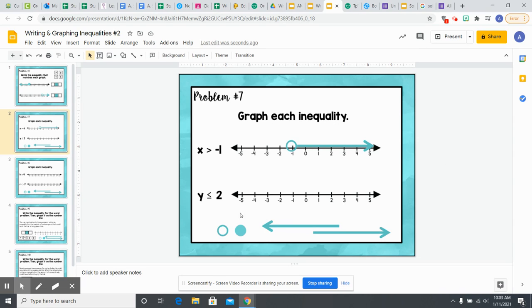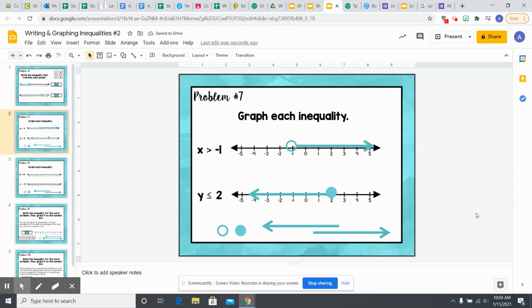All right, down below, we have y is less than or equal to 2. So we have our or equal to, our line underneath. That means closed circle, and that's going to go on our positive 2. There we go. Now, if y is less than or equal to 2, then less than means all my numbers that are less than 2. So it's all the numbers to the left. And you see how my tail end is going towards the left? That means my arrow is going to go towards the left. Bring that up some. There we go.